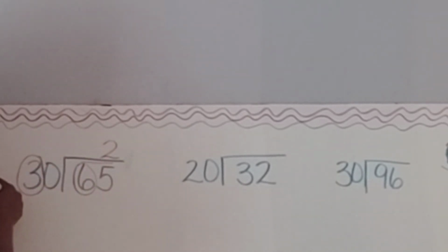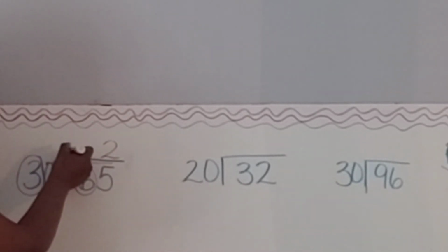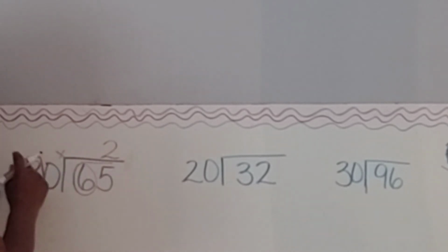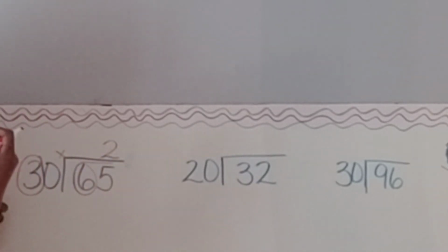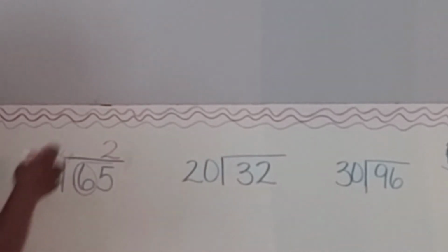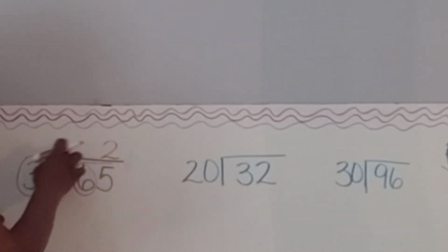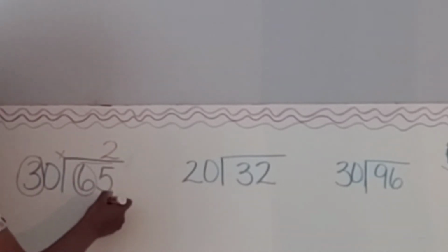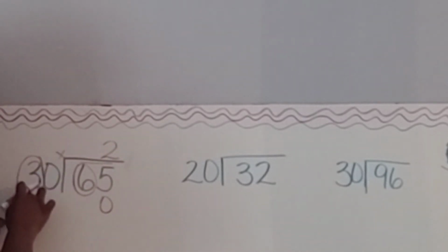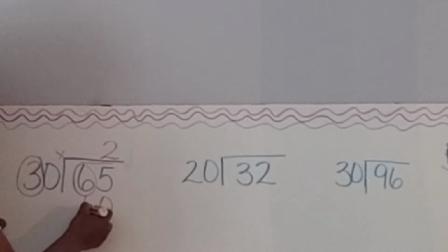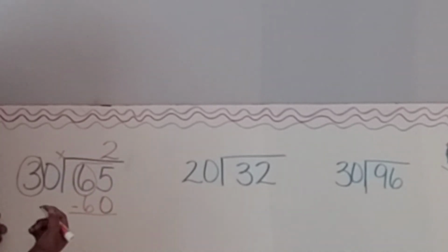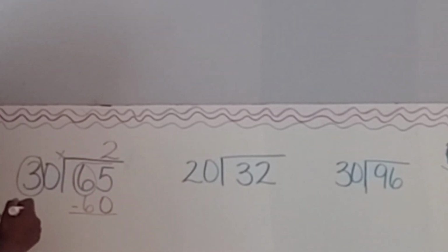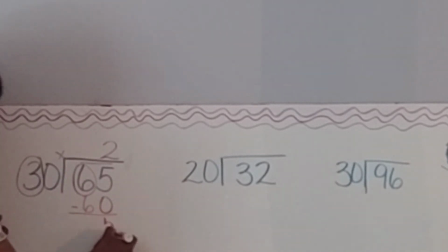After I divide, guess what I do? I just multiply again, right? That's why we learned those simple steps that help to remind us. So now I'm simply multiplying 2 times 30. 2 times 0 equals 0, and 2 times 3 equals 6. You see that? How simple, right? And then we subtract, just like we've been doing. 65 minus 60 is 5.